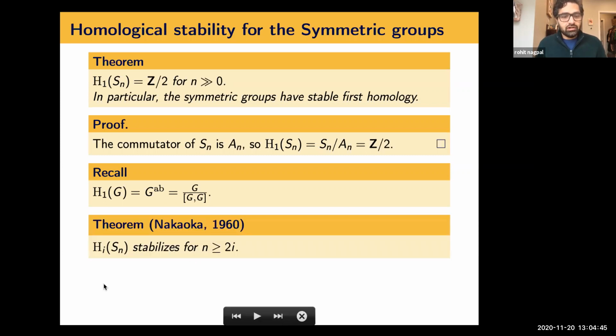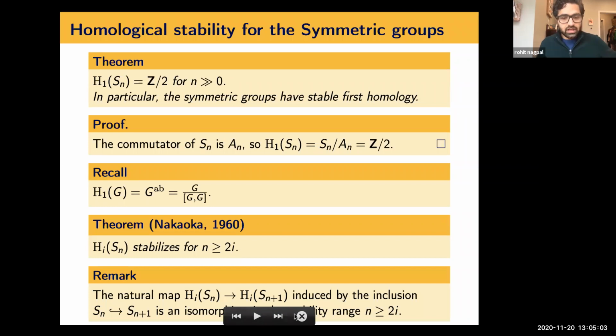Generalizing this, Nakaoka showed that any ith homology of the symmetric group actually stabilizes for n bigger than or equal to 2i. From what we know these days, this is a pretty easy theorem to prove, and maybe I will sketch a proof of this later in the talk. And just a remark here that these isomorphism maps are actually just induced by the inclusion of the symmetric group S_n into S_{n+1}, right.